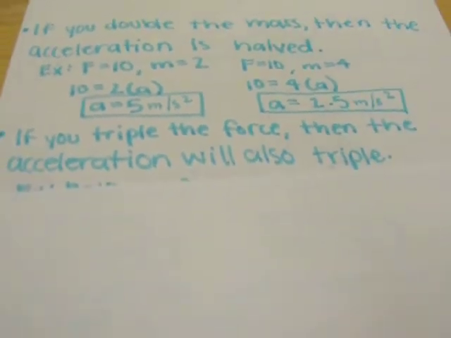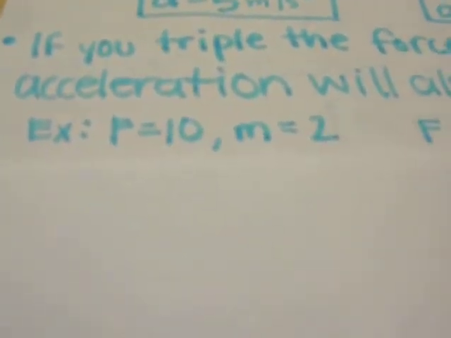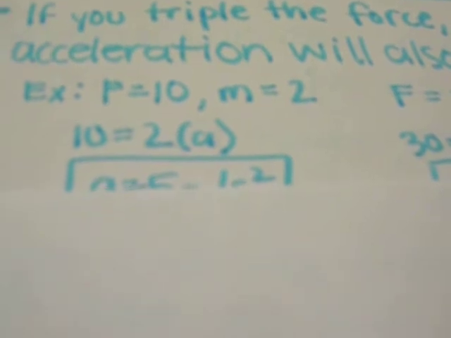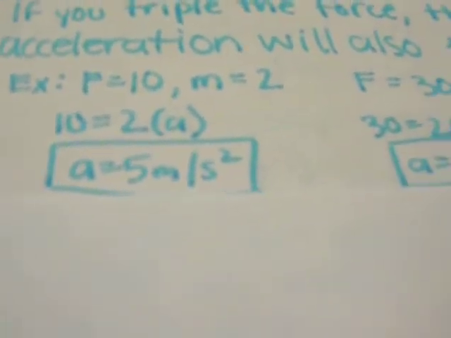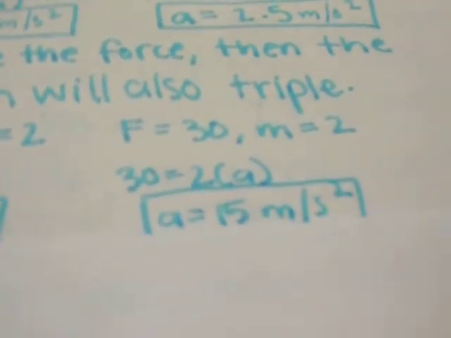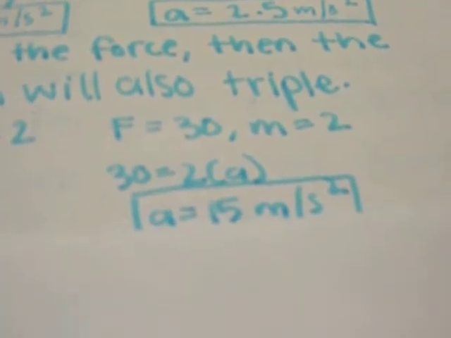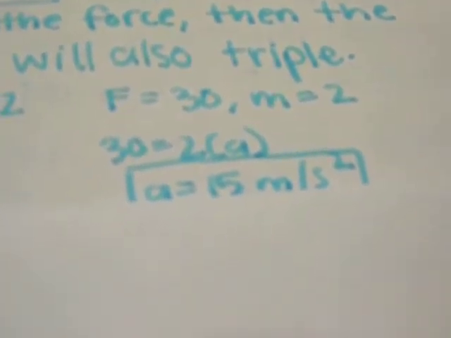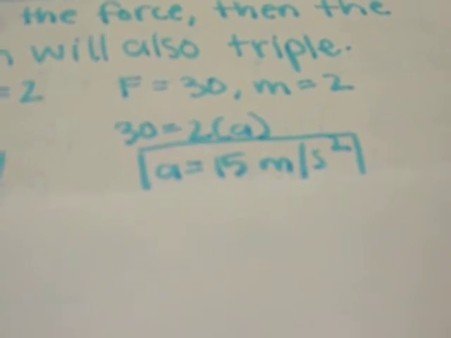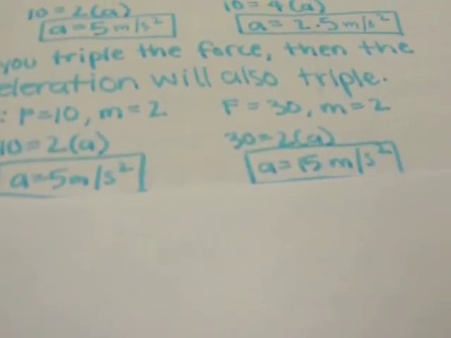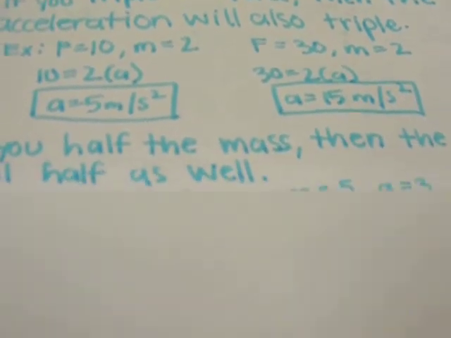Then, if you triple the force, then the acceleration will also triple. So example, if force equals 10 and mass equals 2, 10 equals 2 times A equals 5 meters per second squared. And then if you triple the force, 30, and then mass equals 2 still, you get 30 equals 2 times A, and you get A equals 15 meters per second squared, and therefore the acceleration is tripled.